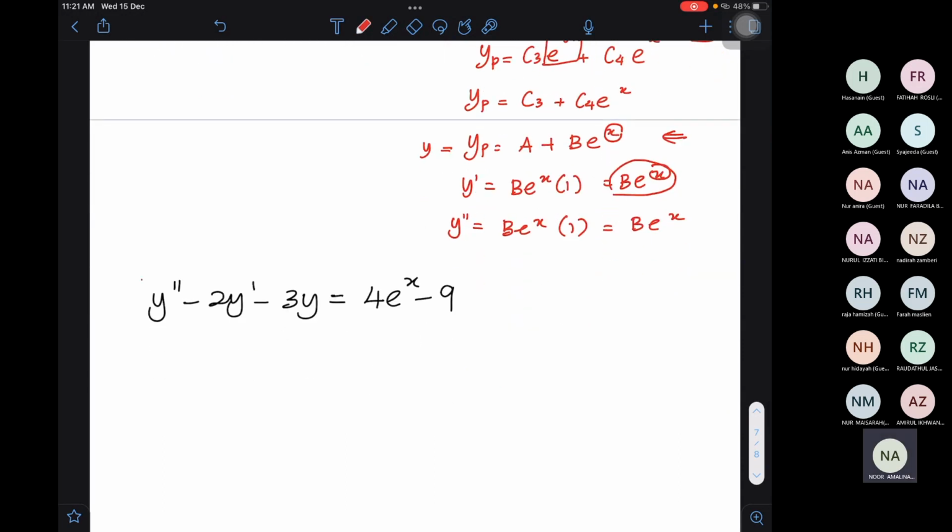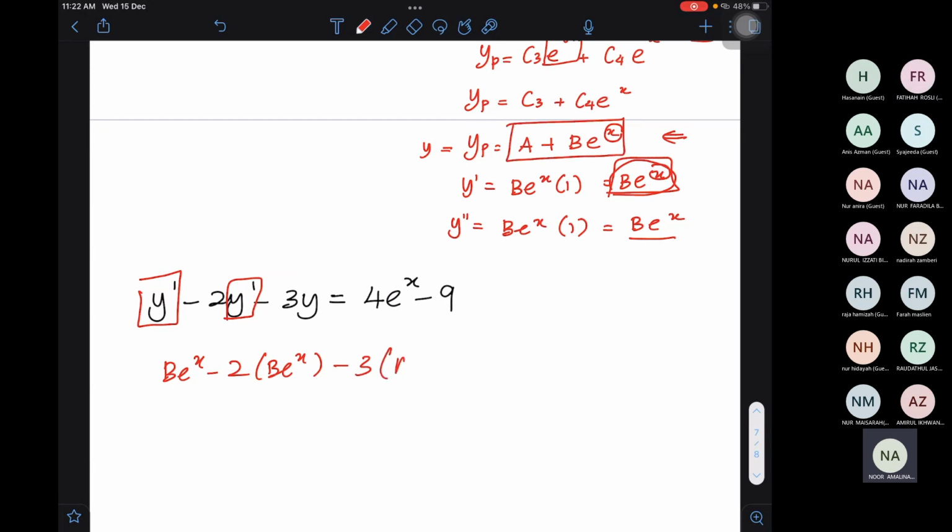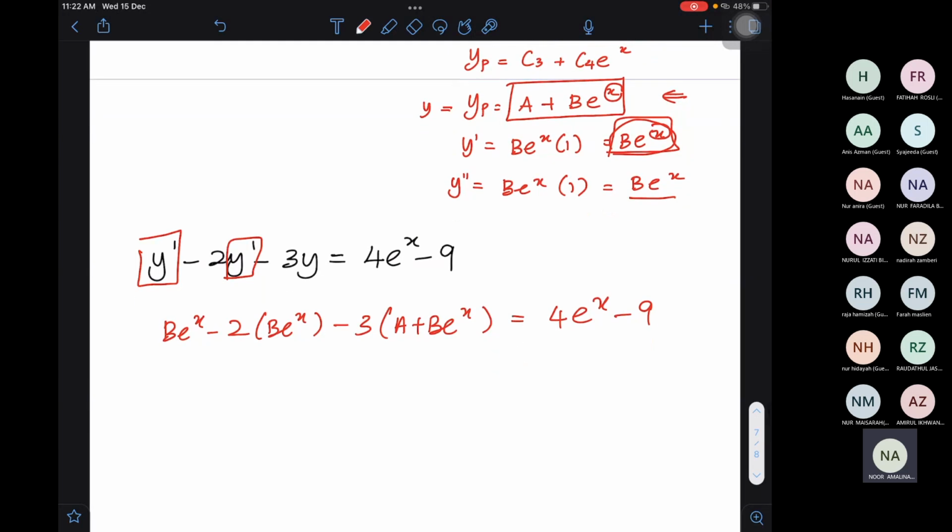Okay, so kita masukkan y double prime adalah b exponent x, tolak 2 darab y prime pun b exponent x, tolak 3y, y kita this one is y, 3 darab A tambah B exponent X, sama dengan 4 exponent X tolak 9. Okay kelas, dan kita expand. Okay, so kita ada B exponent X tolak 2B exponent X tolak 3A tolak 3B exponent X sama dengan 4 exponent X tolak 9.